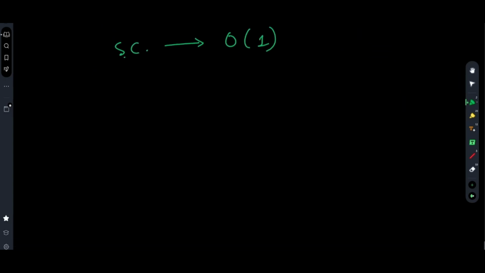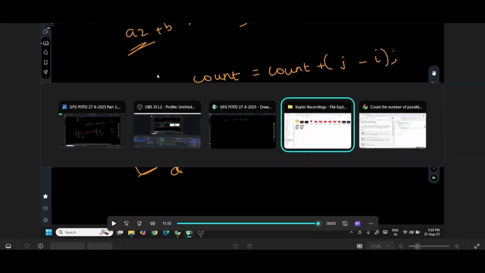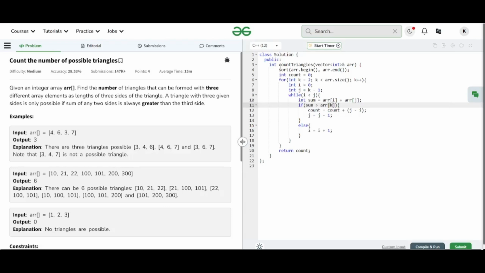So now let me show you the code. So I have sorted it first. The counter has been initialized. The third side is starting from 2 and will move till the end of the array. I am taking the first two sides and trying to find out how many triangles can be formed. If the sum of i and j is greater than k, the third side, then from i to j minus 1, which is j minus i number of elements can form a valid triangle.